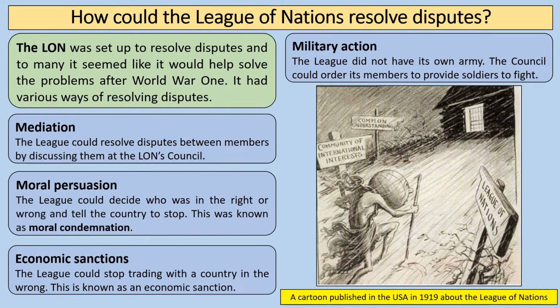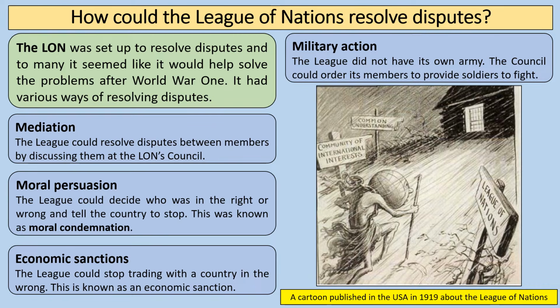Okay, now one of the key things of the League of Nations is that it was designed to resolve disputes. And as that cartoon that was published in the USA in 1919 about the League of Nations shows, the whole concept and idea of the League was about enabling the world to recover from the chaos and the upset of the First World War. And it was seen as a beacon of hope for the world into the 1920s. So the League of Nations was set up to resolve disputes, and people hoped that this would prevent wars in the future. This was certainly Woodrow Wilson's idea when he came up with it within his 14 points.